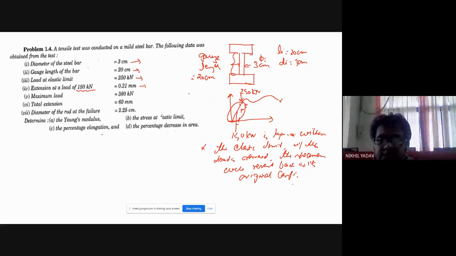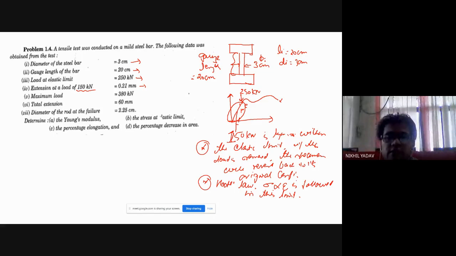Second thing, Hooke's law is followed, that is, the stress is exactly proportional to strain. This is followed in this limit. So if we remove this load of 150, then it will revert back to its original shape.